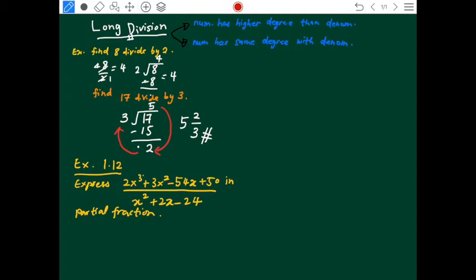The power at the numerator is 3, and the power at the denominator is 2. So we know that we need to apply the long division technique here. Let me show how we can do long division.